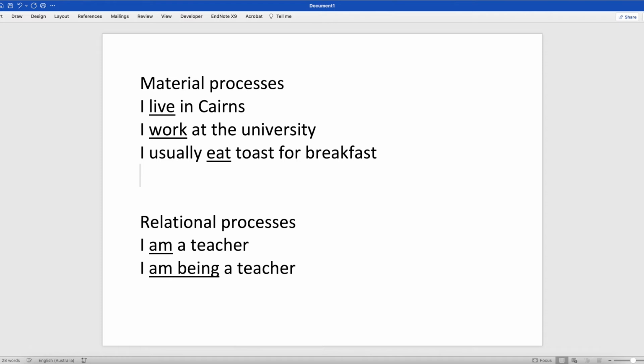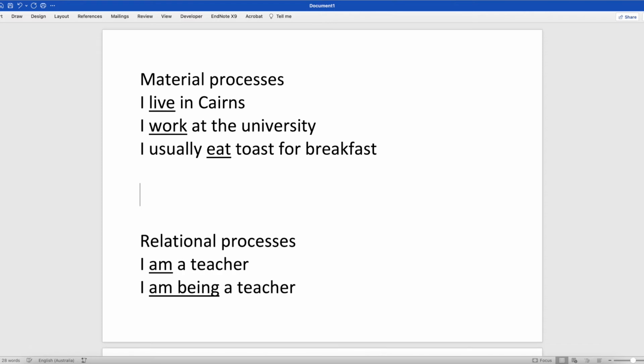If we say, I'm eating toast, remember that means that it's happening in the present moment only. Honestly, for material processes, that's when we use them most commonly. What are you doing? I'm eating breakfast.